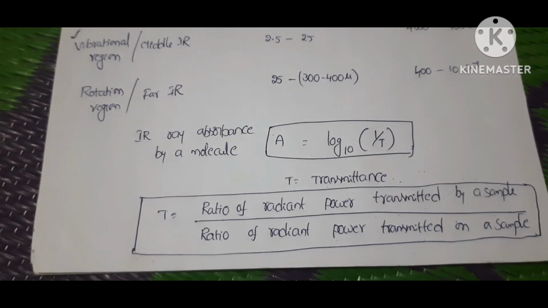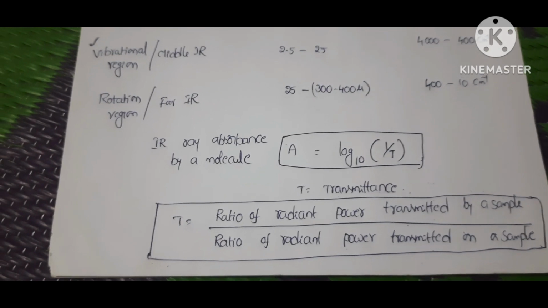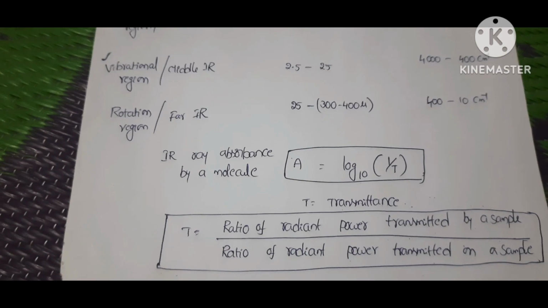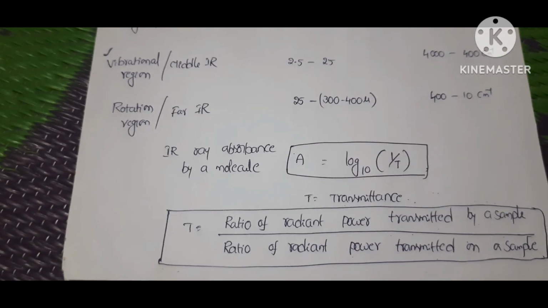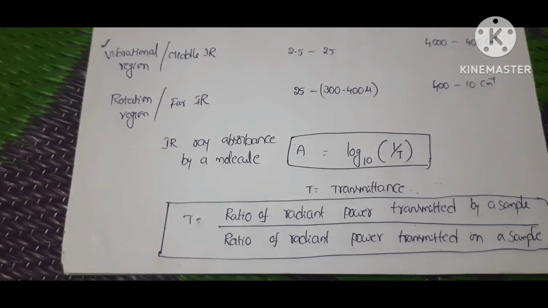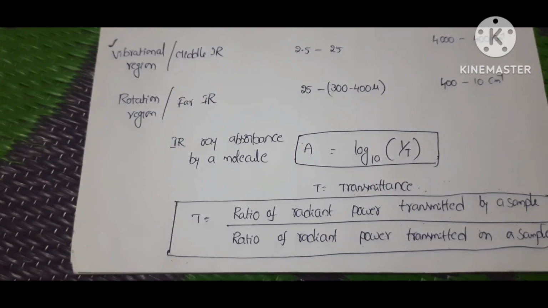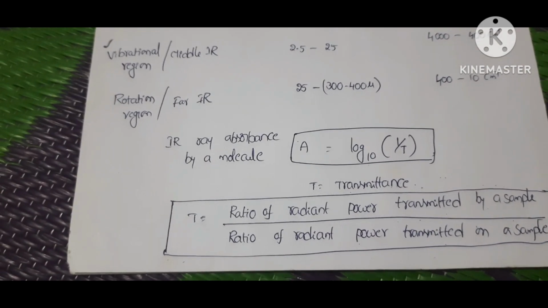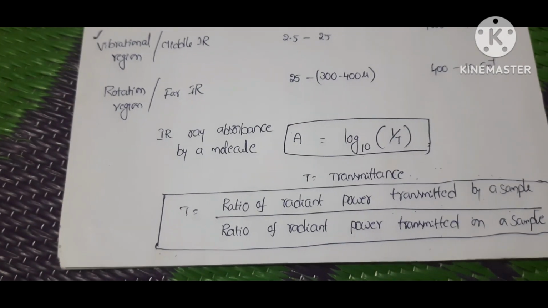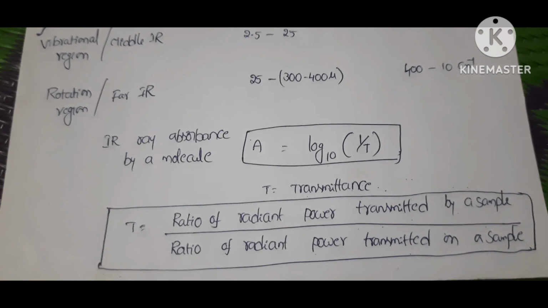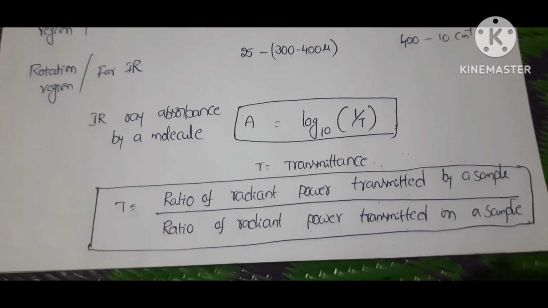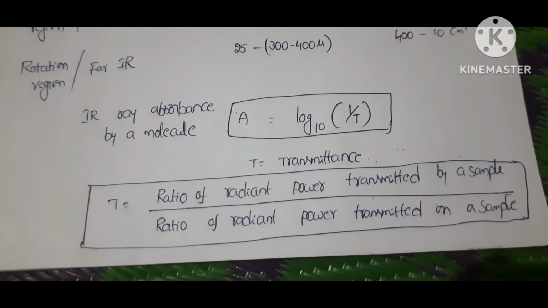We have already seen that IR radiation absorbed by the molecule results in vibrational transitions at many rates, giving rise to the close packed bands called absorption bands. The IR absorbance by the molecule is given by the formula: absorbance equals logarithm to the base 10 of 1 by transmittance. The transmittance is calculated as the ratio of radiant power transmitted by the sample to the radiant power incident on the sample.